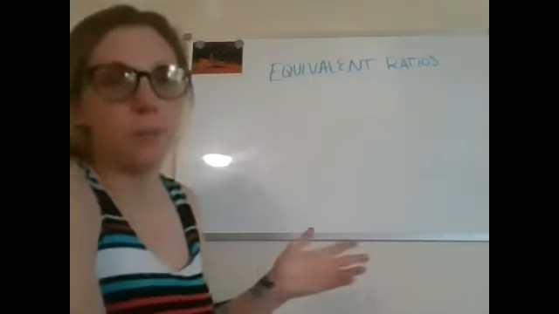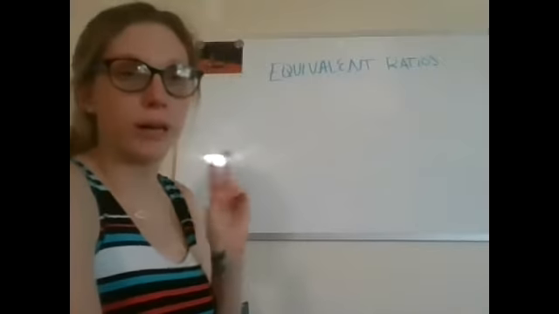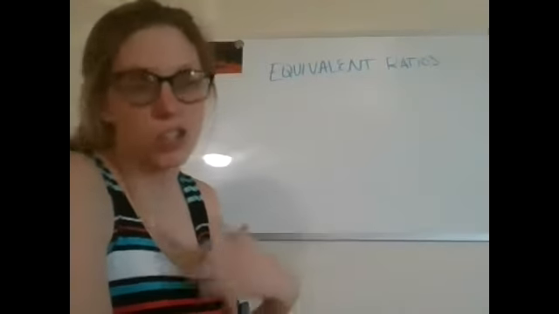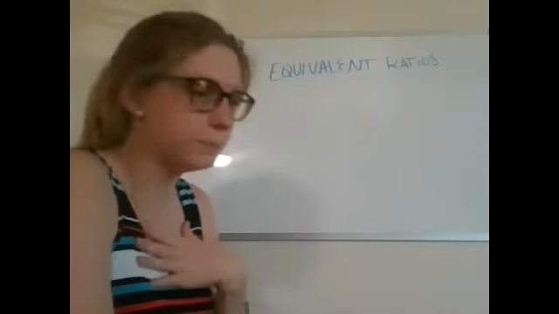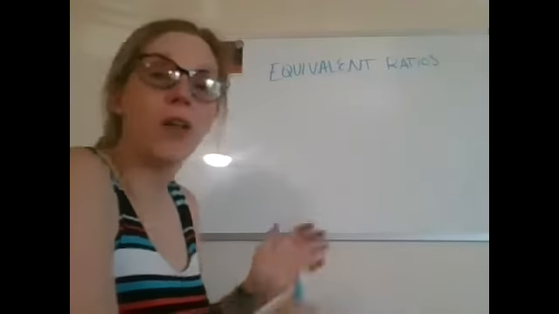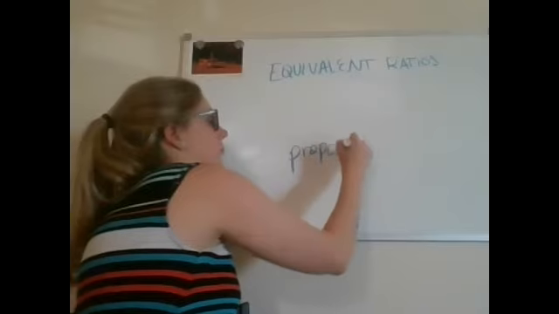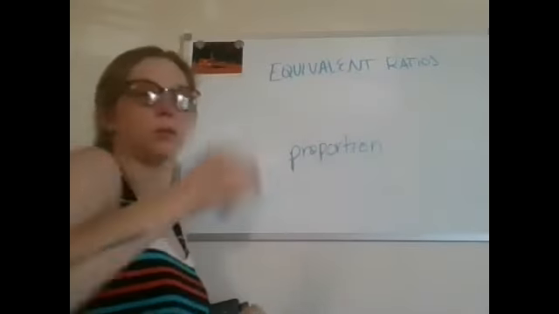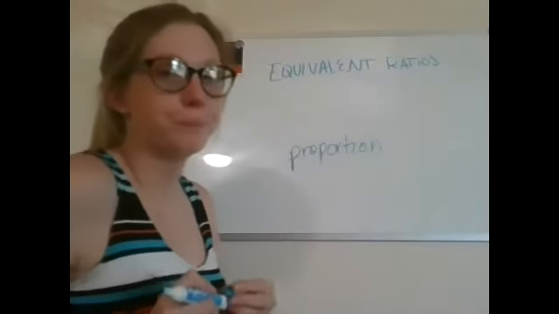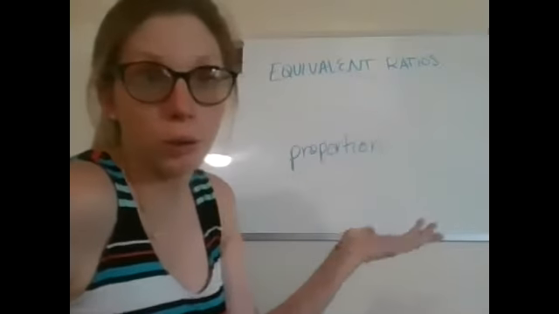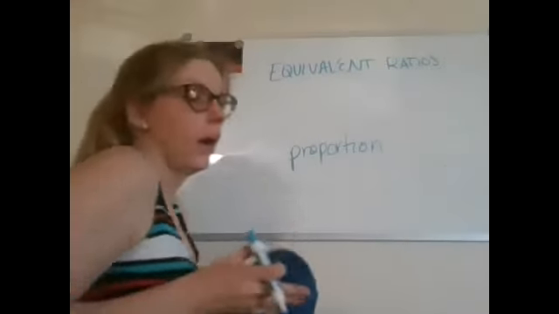So first of all, if you have two equal ratios, generally I like to write them as fractions, we call that a proportion. And all these notes are right below this video for you. So a proportion says that two ratios are equal. That's all.